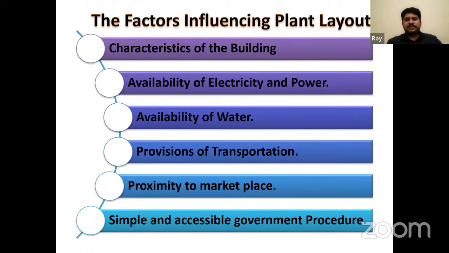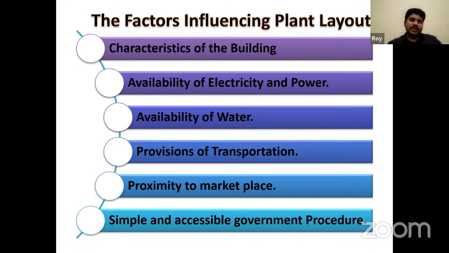Provisions of transportation. So it is all about where your plant should be located, the factory location. These factors also influence the factory location. Where your factory should be depends on the availability of water. Where more water resources are there, you will try to keep your plant there. If more transportation is available, you'll try to keep your plant there. And it should be near the marketplace as well.